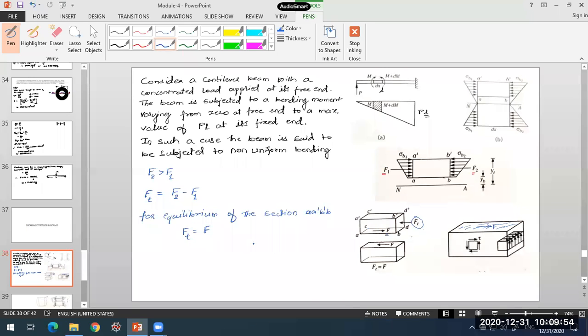Now this tells us that there are some stresses which are developed on the longitudinal plane also. These are the longitudinal shearing stresses here. So F comes due to those longitudinal shearing stresses which are developed on the longitudinal plane of the beam. So that is what we can conclude from this.